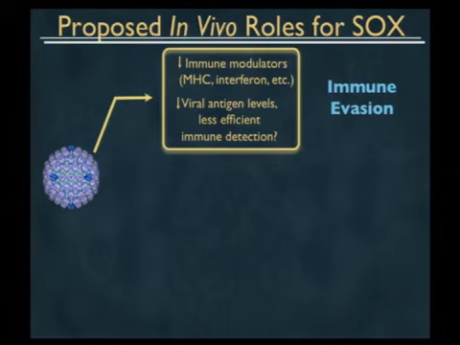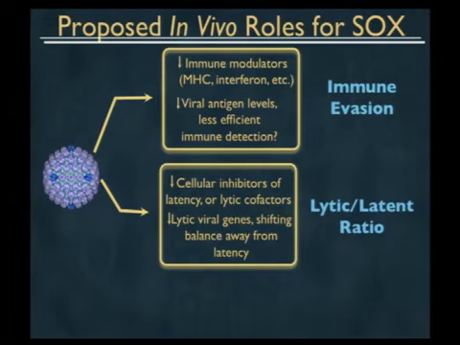This may make these cells less able to be detected and cleared by the immune system. So it could be a general immune evasion mechanism. None of these are mutually exclusive, by the way. As I showed you, the host shutoff could also be important for maintaining an appropriate lytic latent ratio.